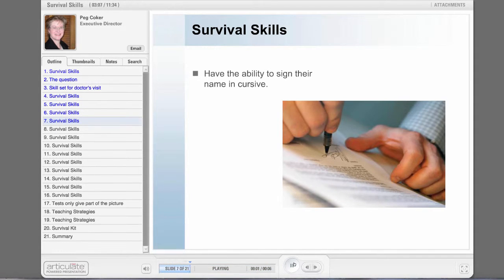Work on the student's signature. It will be handy when they need to endorse a check or sign an application.